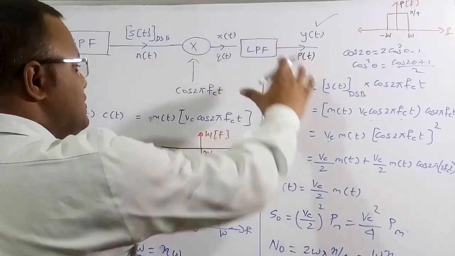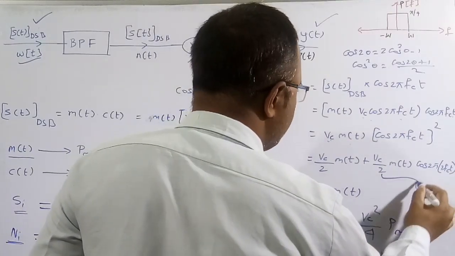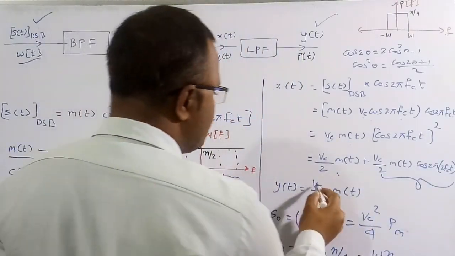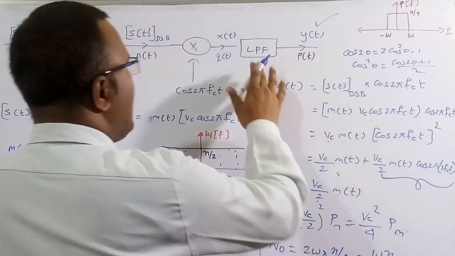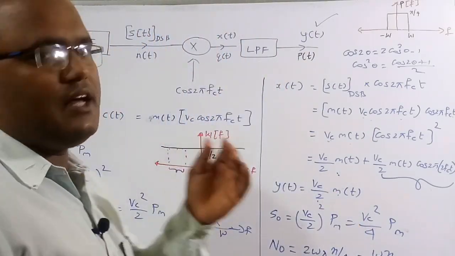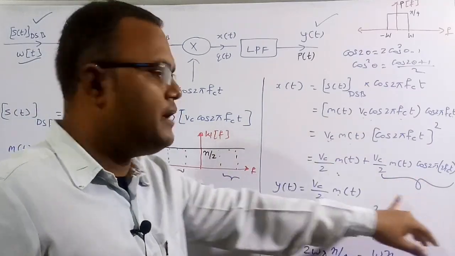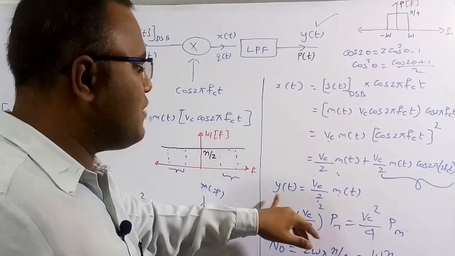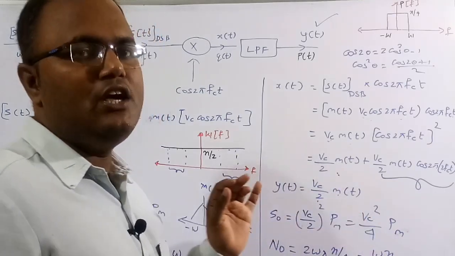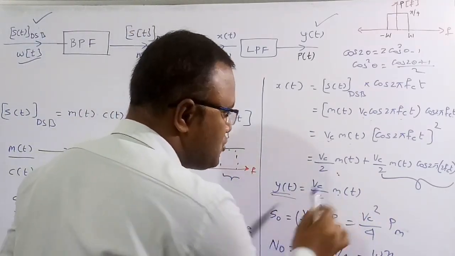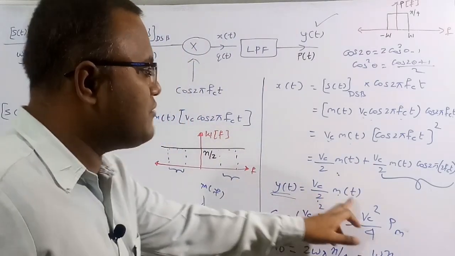By using the low pass filter I am going to remove this term. Only this term I need. So therefore Y of t is equal to VC by 2 M of t. I need to choose the cutoff frequency of the low pass filter in such a way as to remove this second term and keep only the first term. So Y of t is equal to VC by 2 M of t. If you see carefully, the output is directly proportional to M of t, so it's a scalar multiple of M of t.